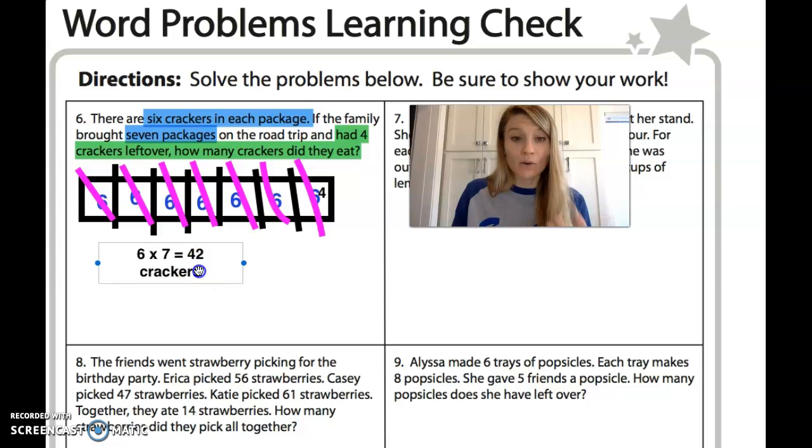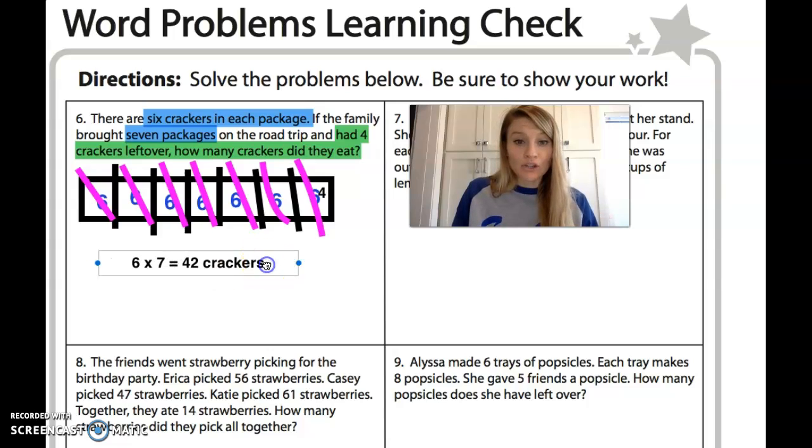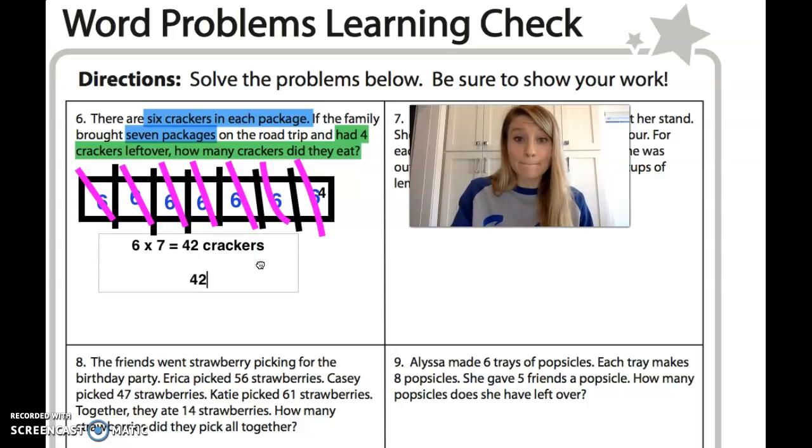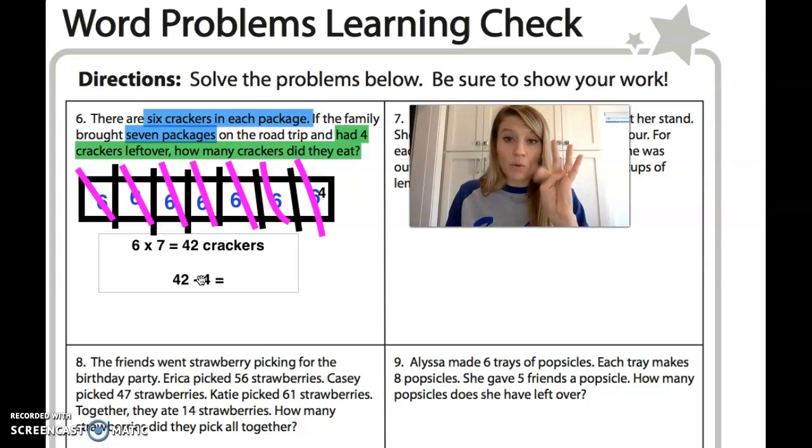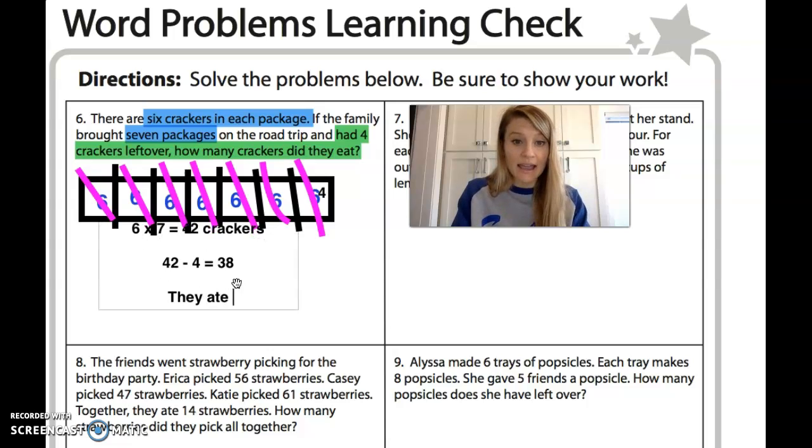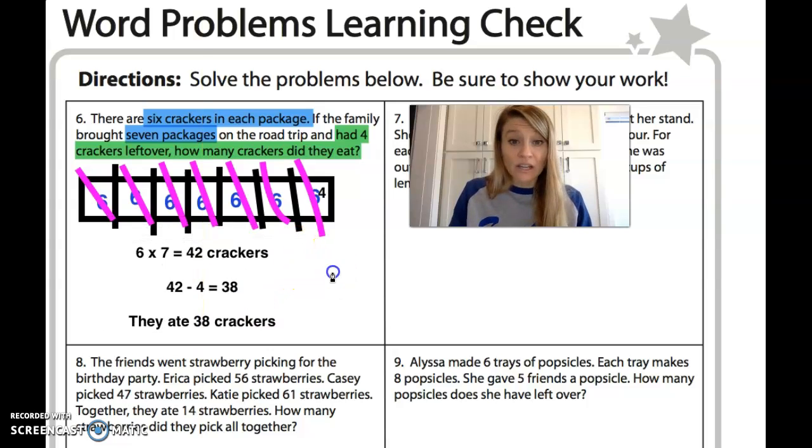Now, another kind of quicker way to do this, which is kind of how my brain thought about it at first, is I just went 42 minus 4. What is 42 minus 4? 42, 41, 40, 39, 38. And that means that they ate 38 crackers. So how many crackers did they eat? They ate 38 crackers because there are only 4 crackers left over from those 6.